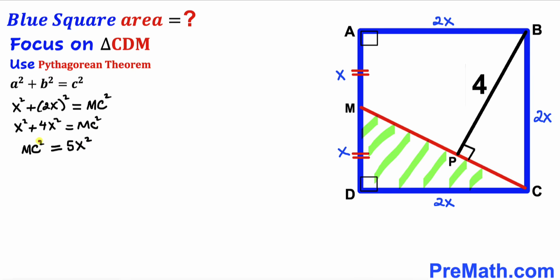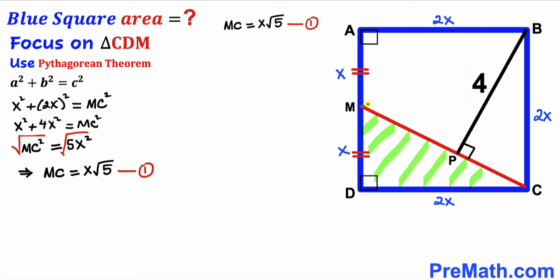Let's undo the square by taking the square root on both sides. Here we can see that the hypotenuse MC simply turns out to be x times square root of 5. I'm going to label this as equation number 1. So the hypotenuse MC length is x times square root of 5.